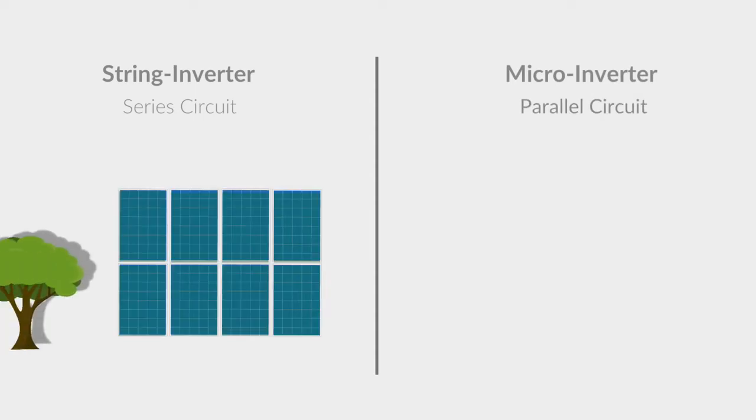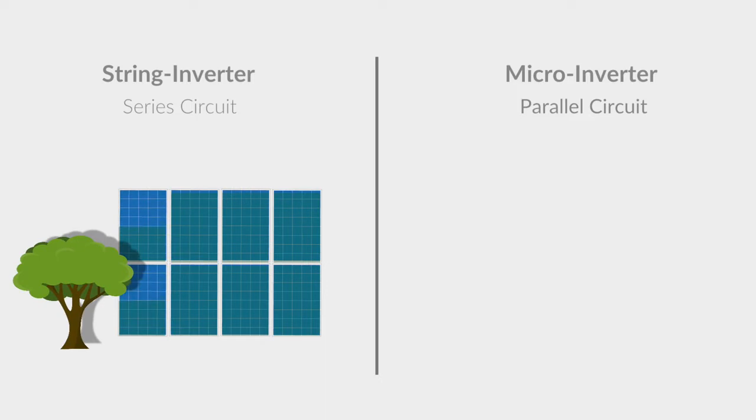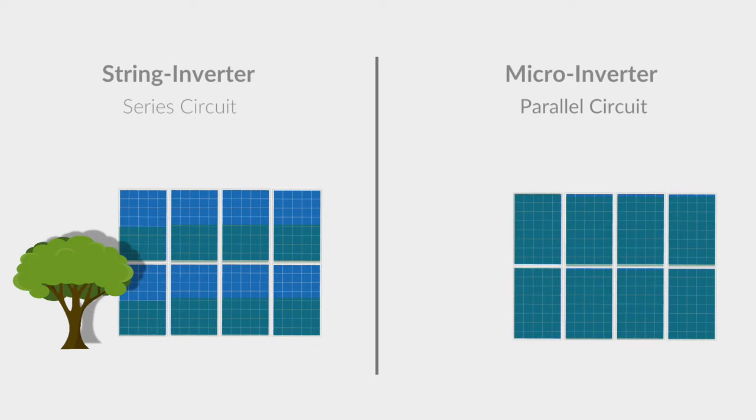A string inverter functions in a series circuit while a microinverter functions in a parallel circuit. Simply put, a standard string inverter will cap the electricity production of each panel by the lowest producing panel on your roof. A microinverter, on the other hand, will take full advantage of the production of each individual panel. Therefore, the functionality of a microinverter does outperform the string inverter, but is it worth the extra cost?